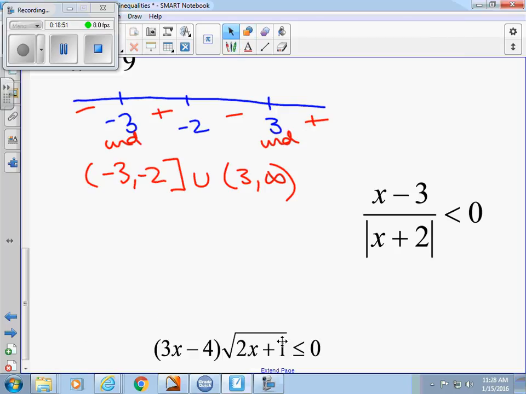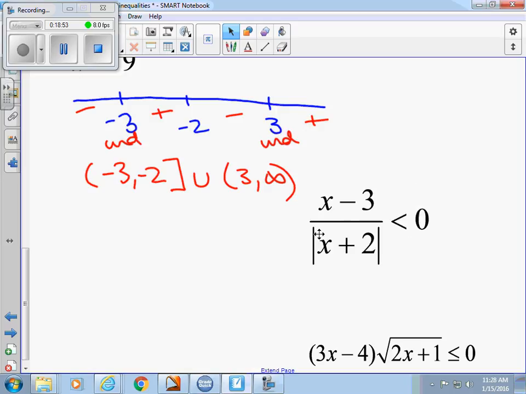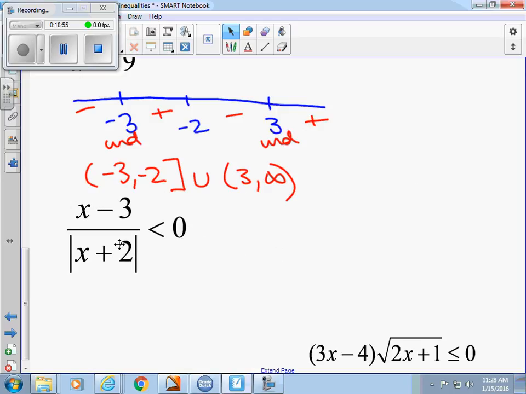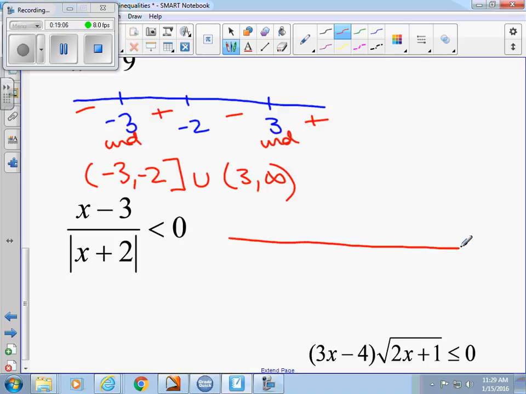Okay, let's look at the next one. You can tell I'm picking some nasty ones that you might have looked at before today and gone, I can't do that. Maybe.